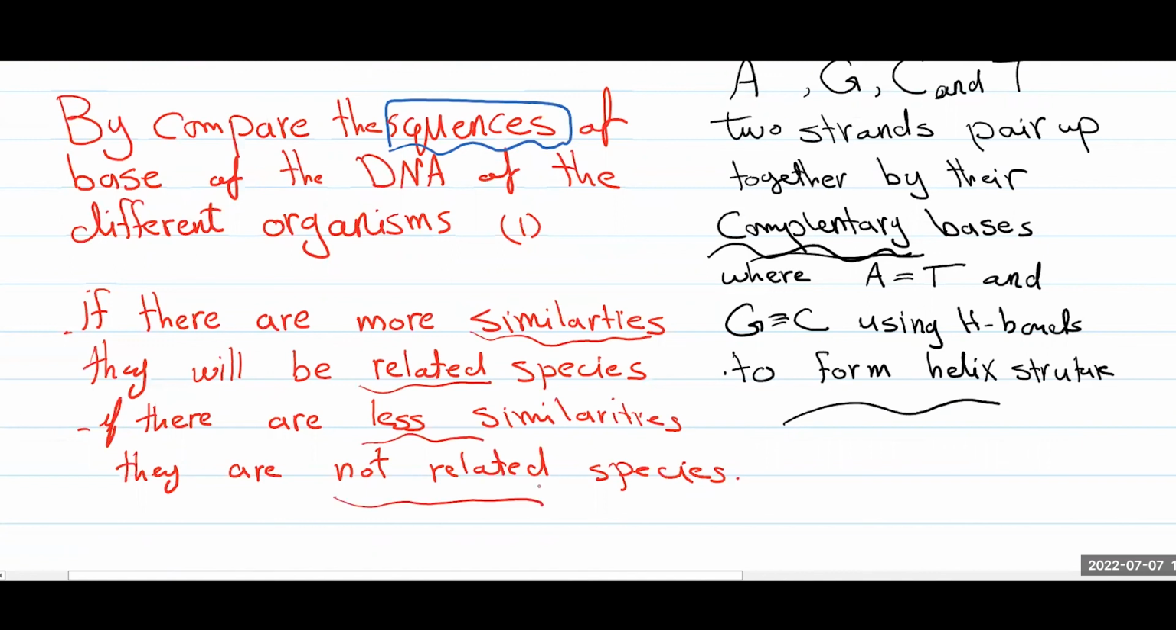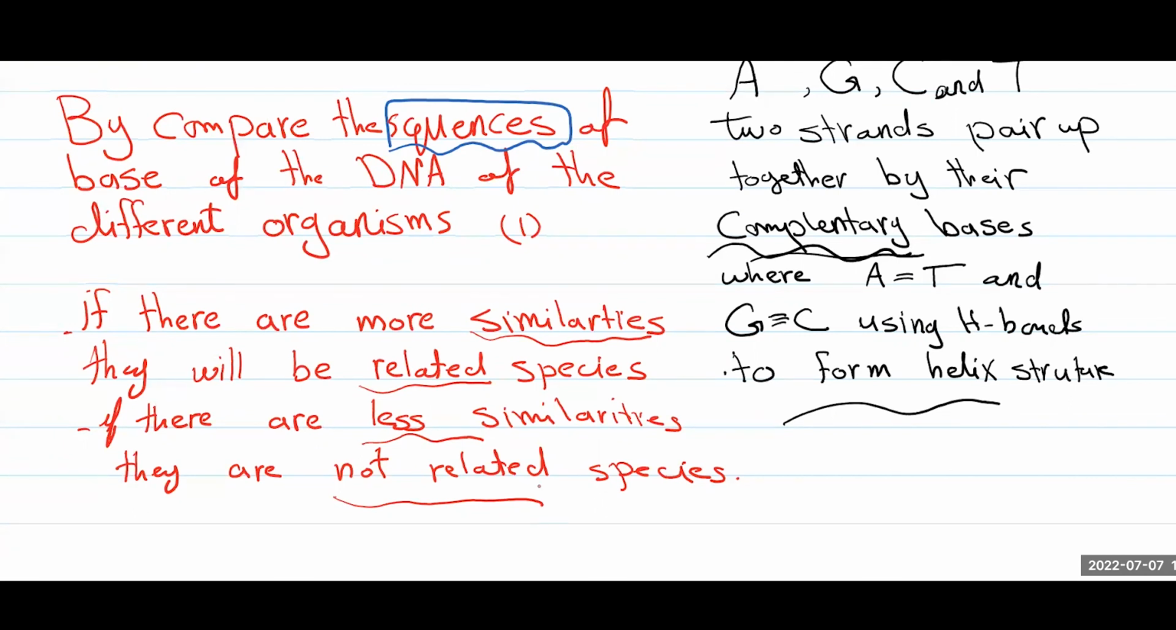For example, if I compare the sequence of bases of my DNA to the sequence of bases of a monkey, and I compare the sequence of bases of a human and the sequence of bases of a housefly, what do you expect? More similarities will be found where? Between us and the fly, or us and monkeys? Us and monkeys. So human beings and monkeys are more related because there are more similarities in DNA compared to the differences or the similarities between human and the fly.